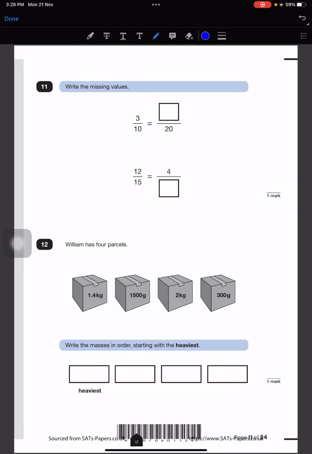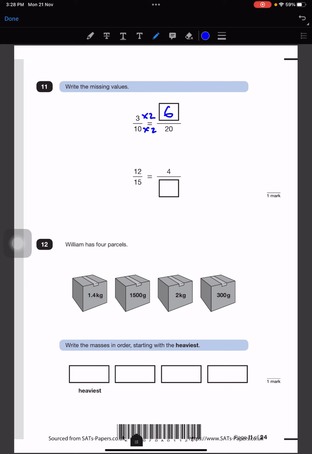Next, write the missing values. Okay, so this is quite easy. As you can see, 10 times 2 is equal to 20. So what is 3 times 2? It is equal to 6. So this will be 6 by this. Now here it is 12 then, and then as you can see we have 4. So here we will pretty much have to divide.